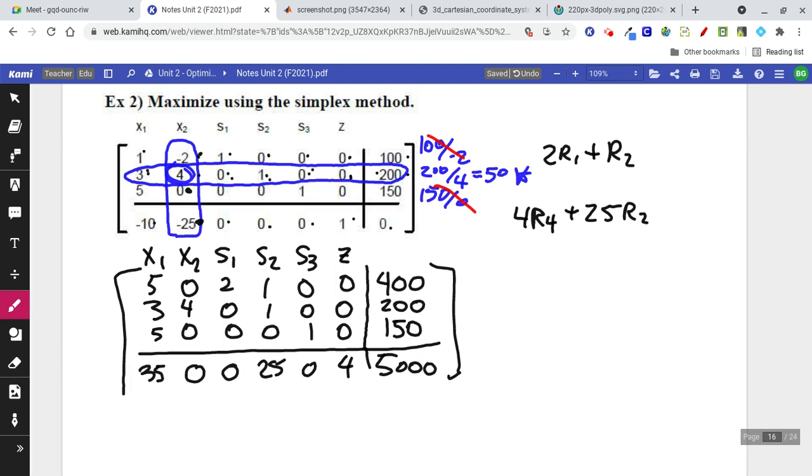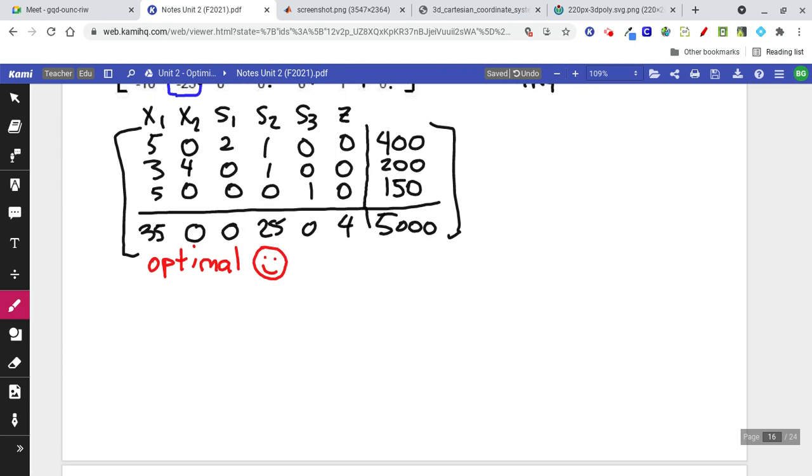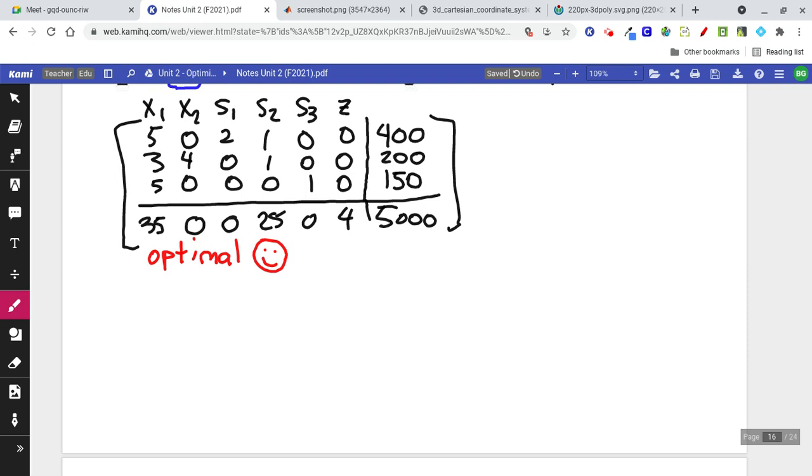Box it. And I'm pleased, I'm happy right now because I don't see any negatives. So that means I've reached the optimal solution already. All that's left is just to read the solution out of that table. X1 is non-basic. Remember, non-basics are always going to be 0. So you've got a couple of non-basic and the rest are basic variables.